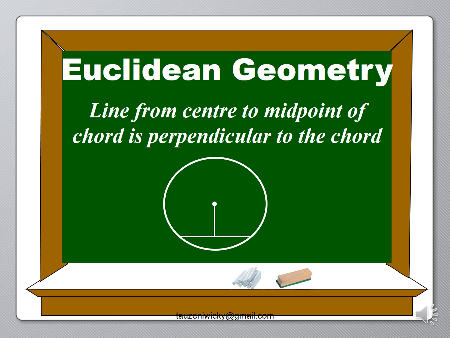You are welcome. We are particularly paying attention to Euclidean geometry. One theorem says a line drawn from the center of a circle to the midpoint of a chord is perpendicular to the chord. In terms of examinations, this theorem applies to grade 11 and grade 12 mathematics. So it is vital for both grade 12 and grade 11. The line drawn from the center of a circle to the midpoint of a chord is perpendicular to the chord.